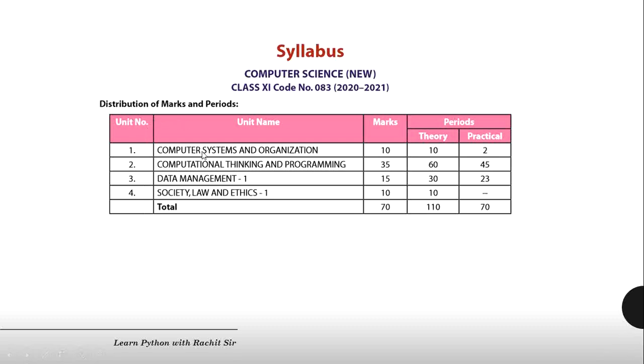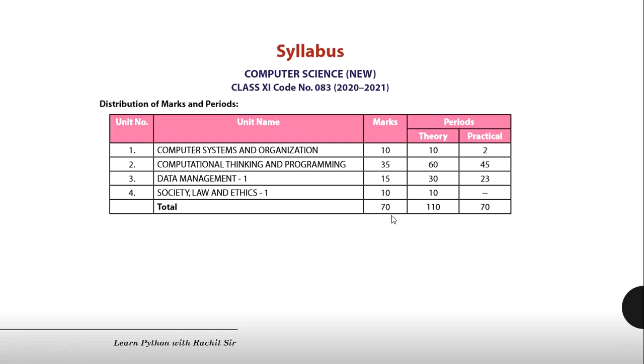First unit name is computer system and organization. Second unit name is computational thinking and programming. Third unit name is data management and fourth unit name is society, law and ethics. These are the marks distribution of each unit. First unit will be of 10 marks, second unit will be of 35 marks, third unit will be of 15 marks and fourth unit will be of 10 marks, and this is the total weightage of 70 marks. Your question paper will be of 100 marks, remaining 30 marks will be of your practical.